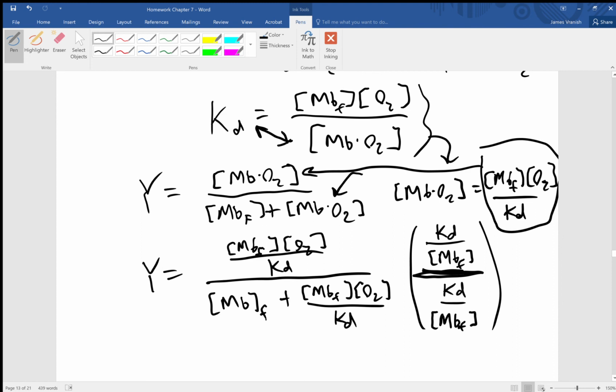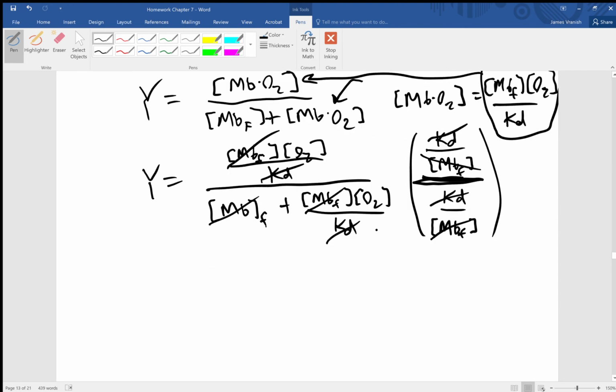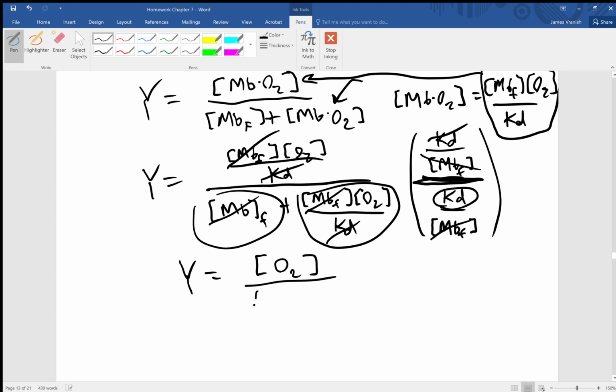But what ends up happening now? On the numerator, this Kd cancels out with that Kd, and this free myoglobin cancels out with that one. In the bottom, this Kd cancels out with that, and both the myoglobins cancel out with this one. So what we're left with is Y equal to the concentration of oxygen. The Kd did not fully cancel out though. It canceled out for this term, but not for this one. So that Kd is still there.